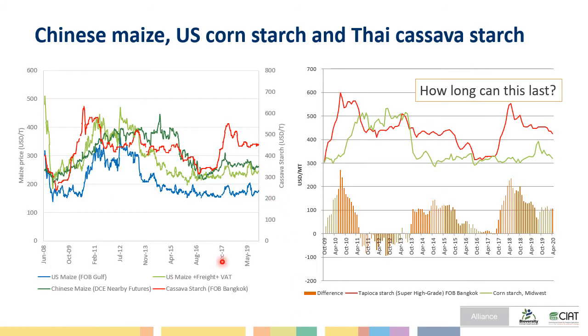And of course this impacted the cassava market. So you can see here the cassava starch price basically following Chinese maize prices down as that occurred. However, we did see this recovery here, and as you can see on the right-hand side, after a period of alignment, cassava starch is now trading at a premium over maize starch again. So the question is, how long can this last?